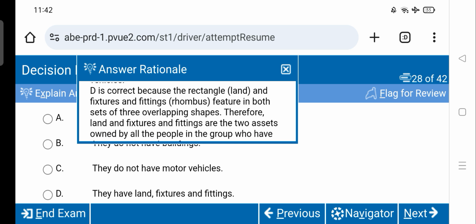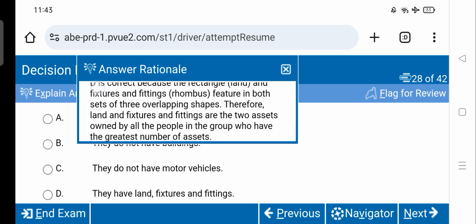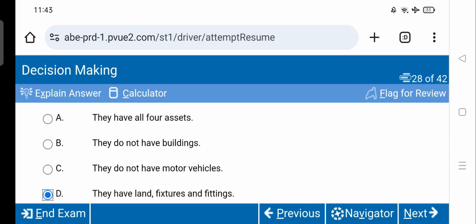And then we have option D. It is correct because the rectangle, that is land, and fixtures and fittings, that is the rhombus, feature in both sets of 3 overlapping shapes. Therefore, land and fixtures and fittings are 2 assets owned by all the people in the group who have the greatest number of assets. So that's why the correct option is option D.